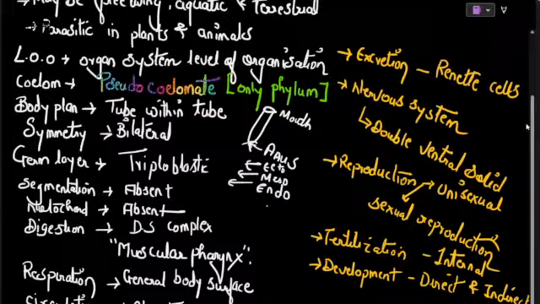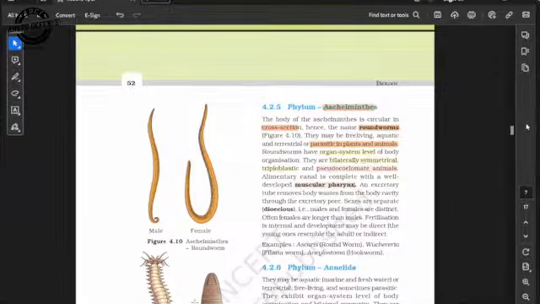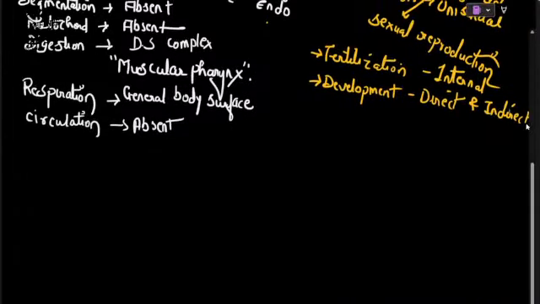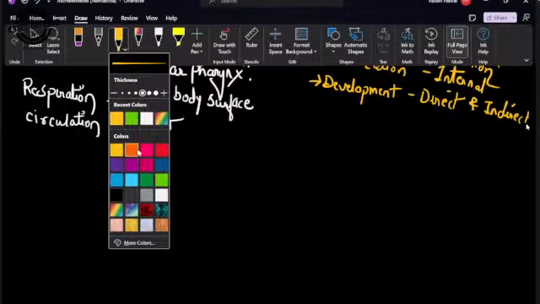Okay, what is the difference between male and female Ascaris? I'm talking about roundworm, figure number 4.1. The female will be long and the male will be short. Male will be shorter and female longer. Straight in case of female, small and curved in case of male. Correct?